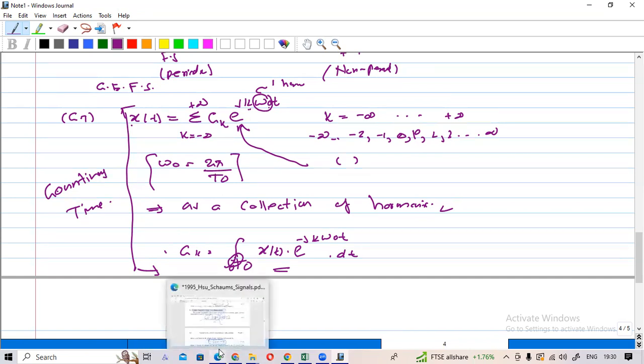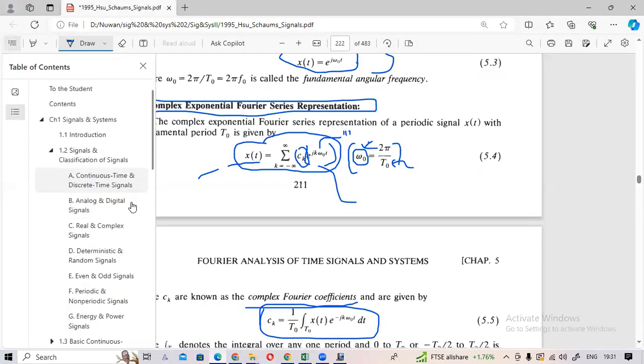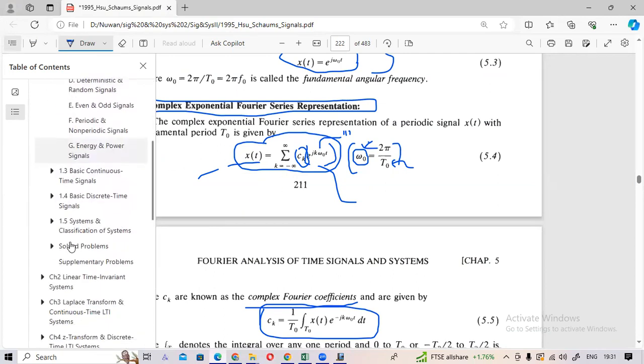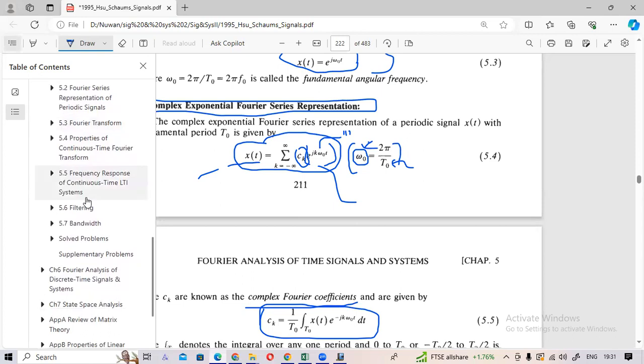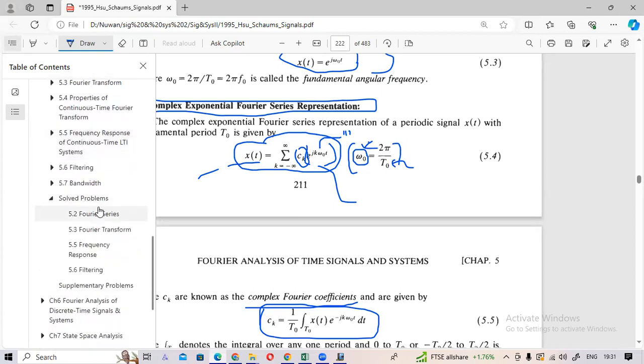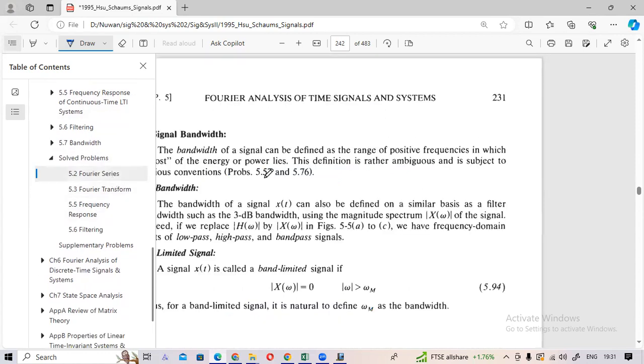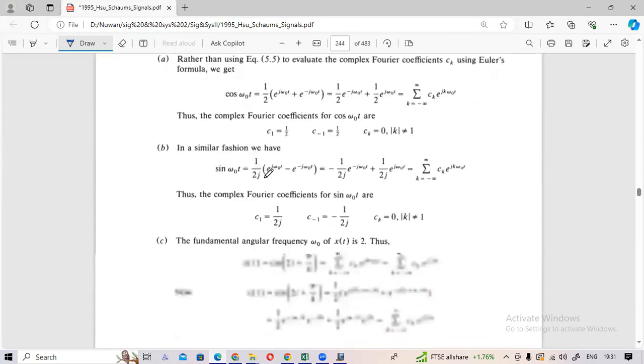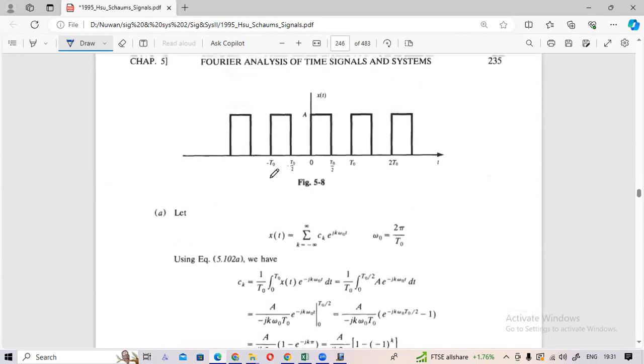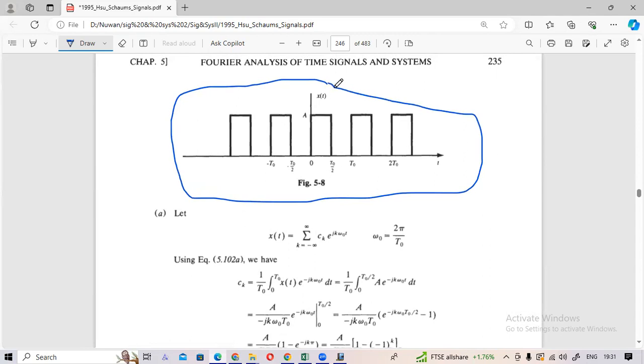Now if I get one solved problem, actually here we need not do questions, because that part is not mainly covered in our course. So let's consider this kind of signal. Now tell me, is this a periodic signal or non-periodic signal? Please tell me. If you consider this signal, is it periodic or non-periodic? Tell me.